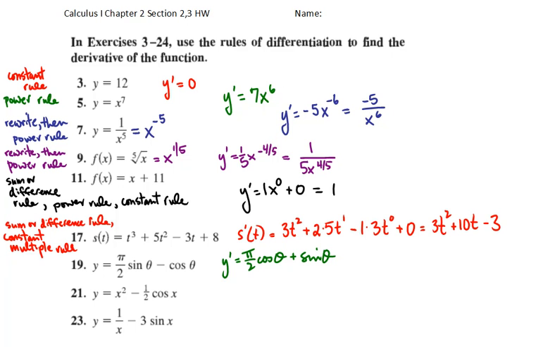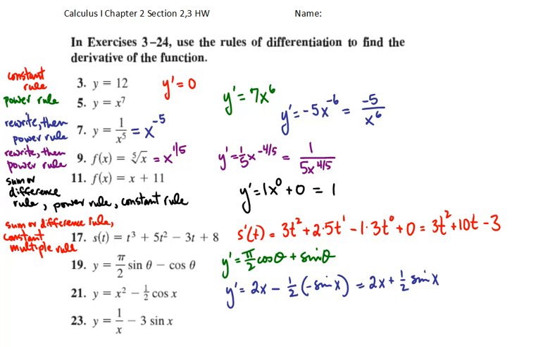Number 21 is a power rule and trig rules. So we'll say that y prime is equal to 2x. Then we have the derivative of 1/2 cosine of x. So that'll be minus 1/2, and then the derivative of cosine x is negative sine x. And so when we simplify, we'll have 2x plus 1/2 sine x, since the two negatives will become positive.